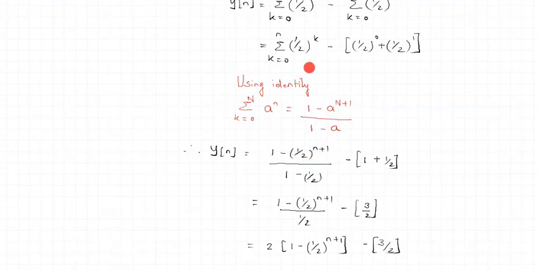Here a is 1 by 2. So 1 minus 1 by 2 raised to n plus 1, divided by 1 minus a, which is 1 by 2. And the answer for these particular values of expansion: 1 by 2 raised to 0 becomes 1, and 1 by 2 raised to 1 is 1 by 2.